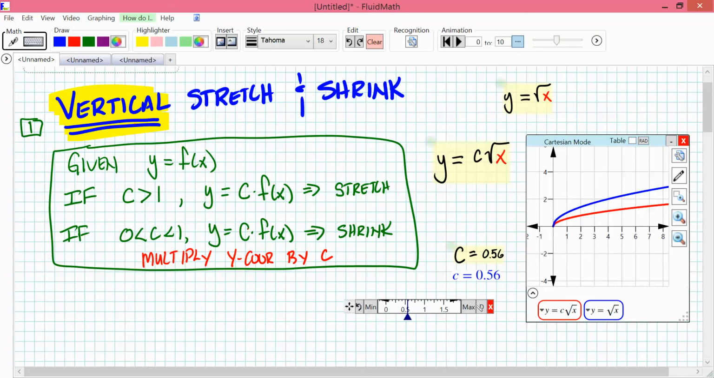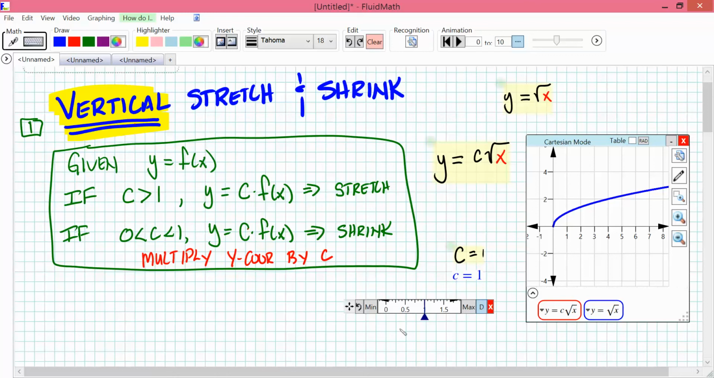So if I go past 1, right, then I get a vertical stretch. If I go in between 0 and 1, I get a vertical shrink. And then, of course, if it's at 1, well, then it'd just be the normal graph anyways, right? The one we started with. What would happen if I went negative? What would I get? I get a reflection.